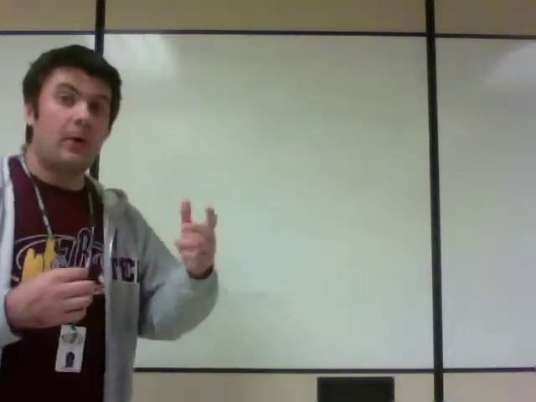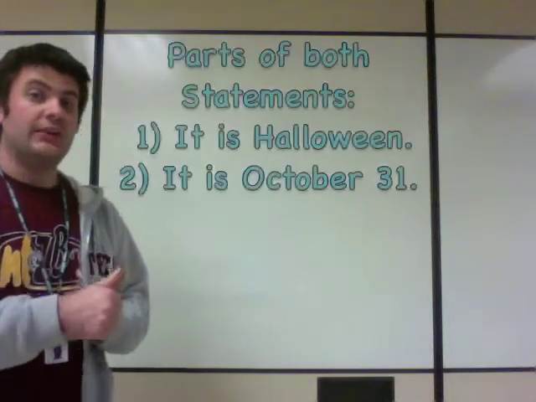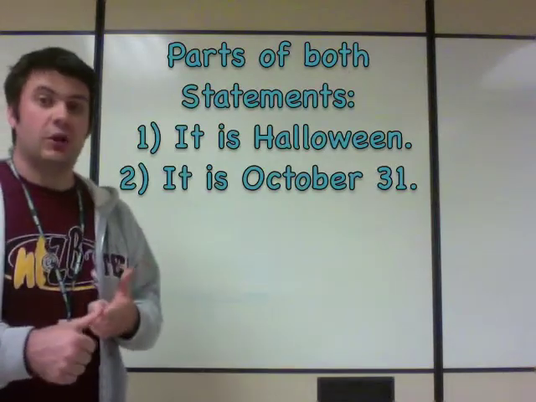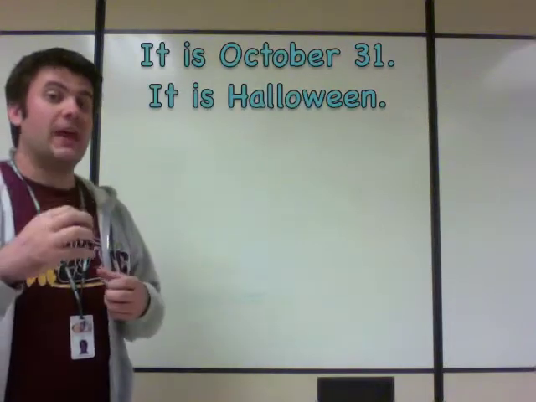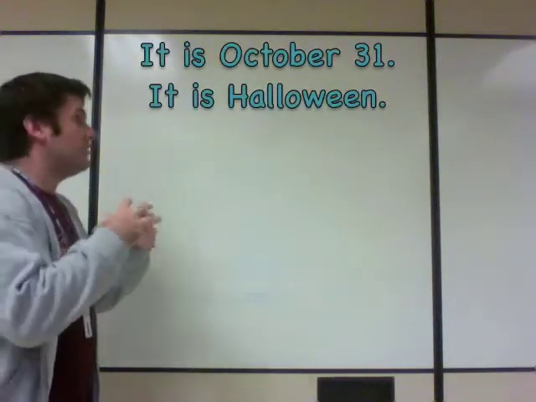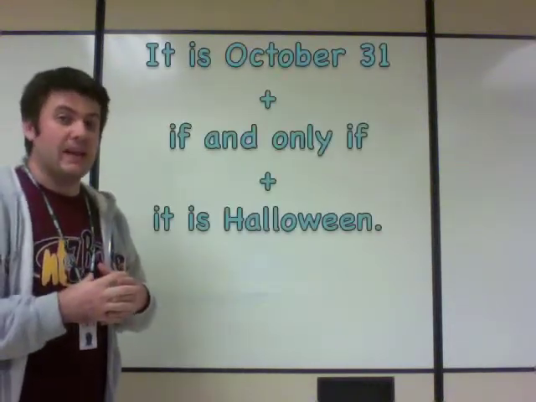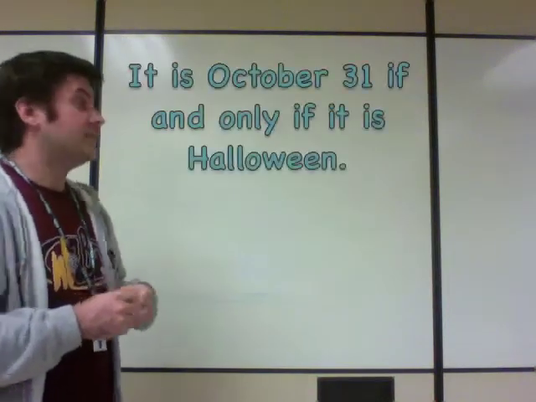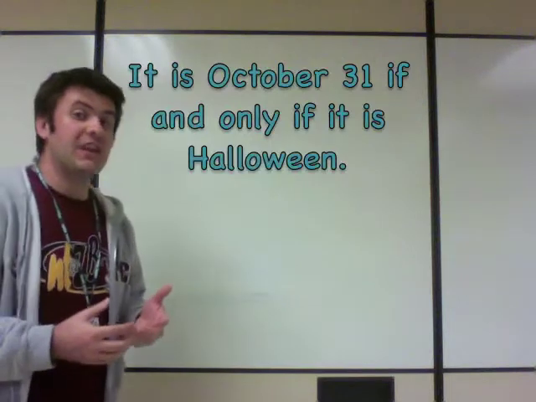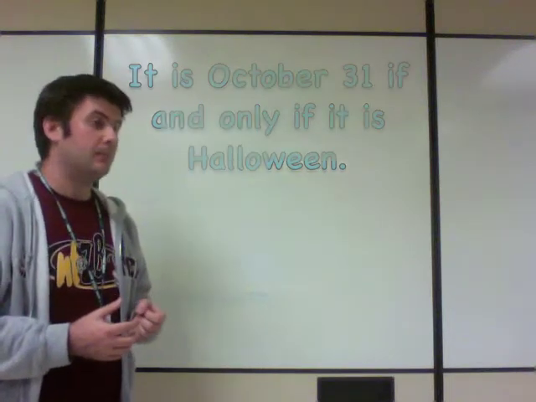To write a biconditional, we take the if and the then from each of these statements. Now, they both use the same parts. It is Halloween and it is October 31st. Take those two parts, remove the if and the then, and combine them with the phrase if and only if. So our biconditional in this case is it is October 31st if and only if it is Halloween.